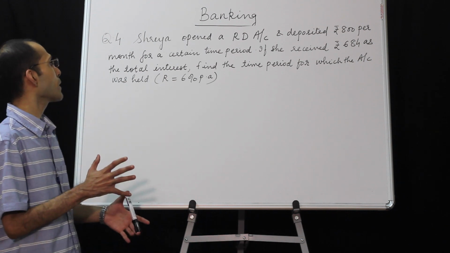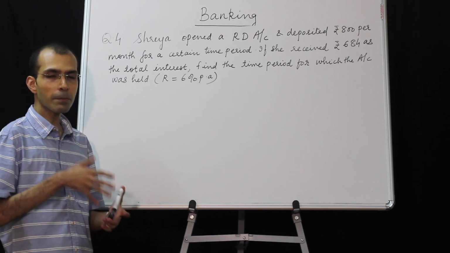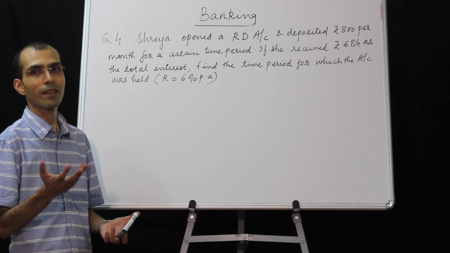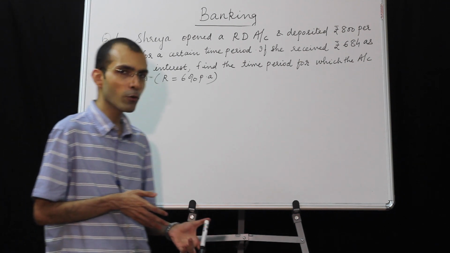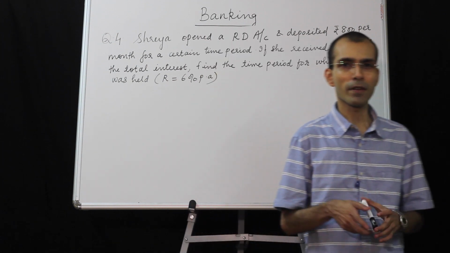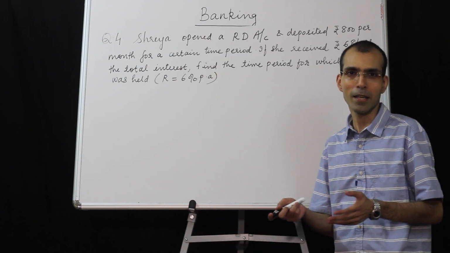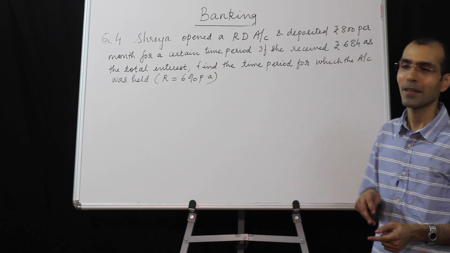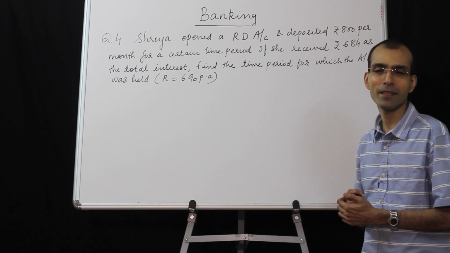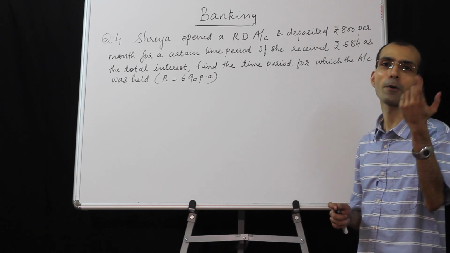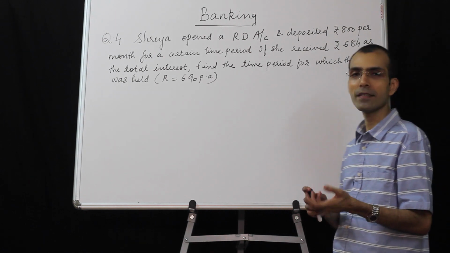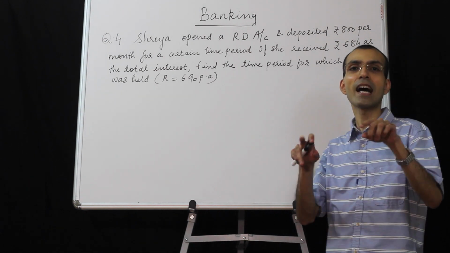Now here we do not know the time period for which the account was held. In so many sums that we solved before, the time period was already known, like 1 year, 2 years. But here we have to find that. So what are we supposed to find here? N, small n. As suggested earlier, start the problem with I.